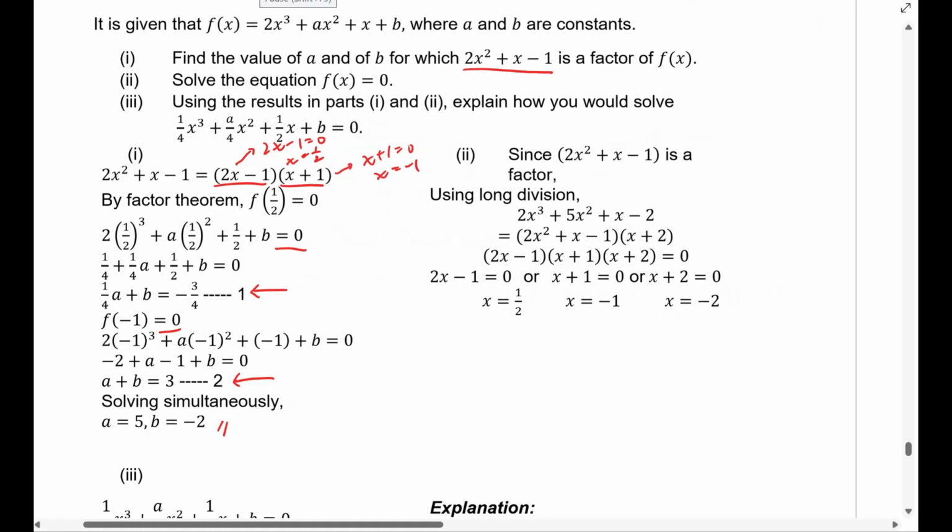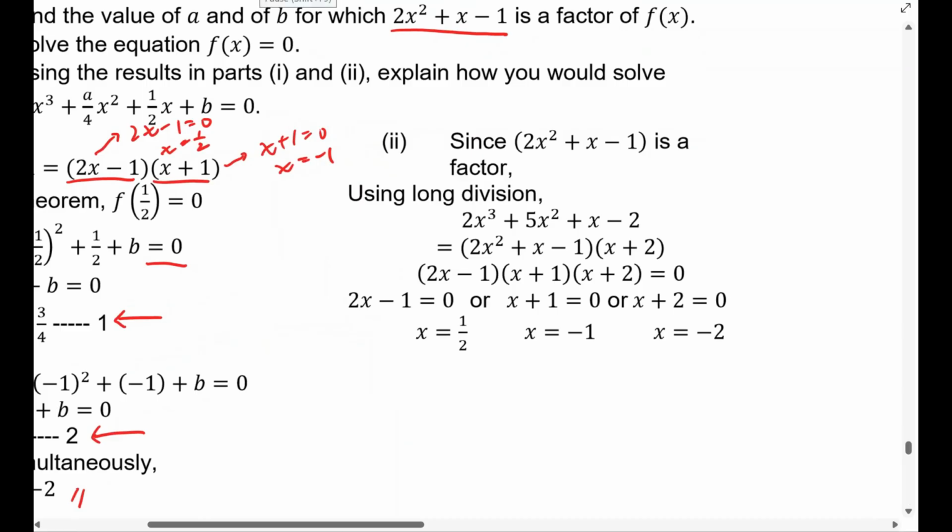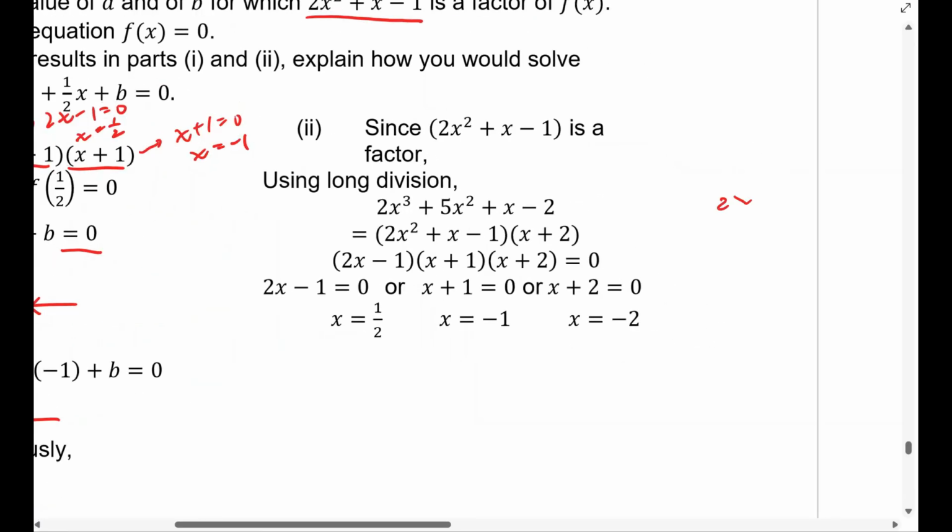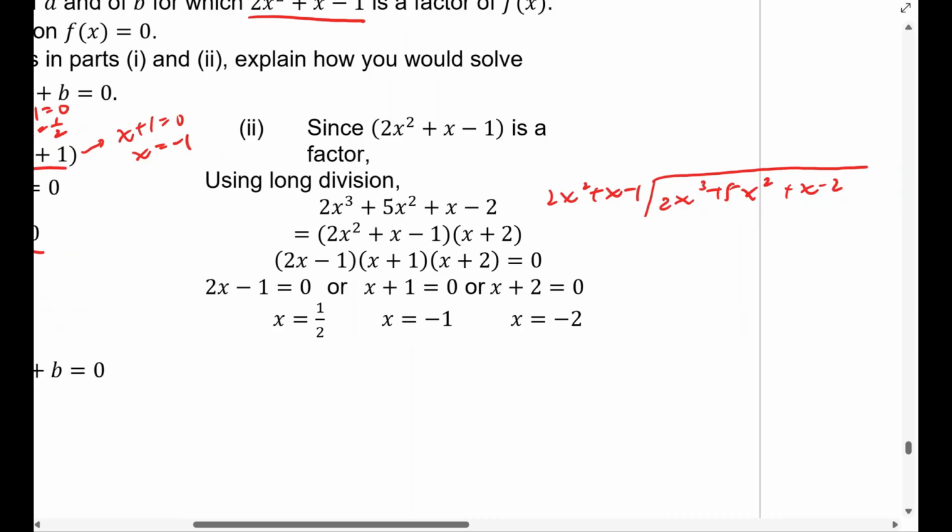Now part 2, you have to solve the equation. So solve, if you recall, your final answer has to be x equals something. Now we can use either long division or the inspection method. Either way will be quite fast for this because we already have our quadratic factor. Now we just need our linear factor. For example, let's try and use long division. We have our divisor 2x squared plus x minus 1. Then we just know the first term will be x because we want to eliminate 2x cubed.